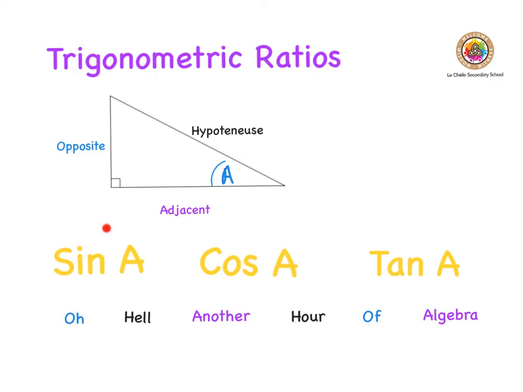So here for the sine of an angle, we know it's going to involve the opposite and the hypotenuse. The cosine of an angle is going to involve the adjacent and also the hypotenuse, and the tangent of an angle is going to involve, well, the opposite and the adjacent. Okay, and so when we put them together, it's oh hell, another hour of algebra, and it's always sine, cos, and tan.